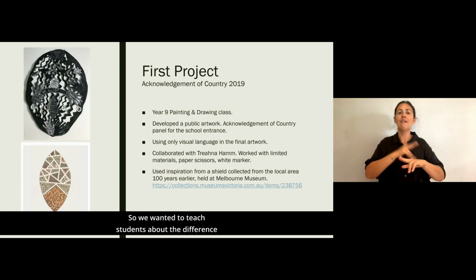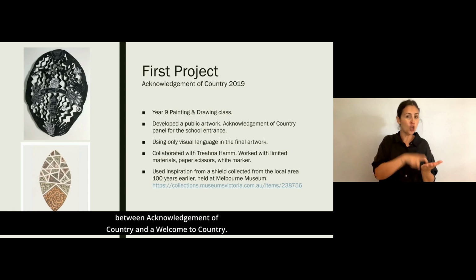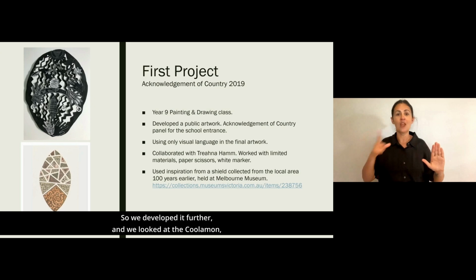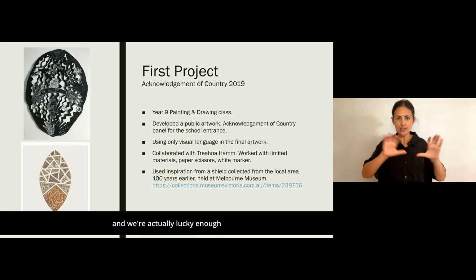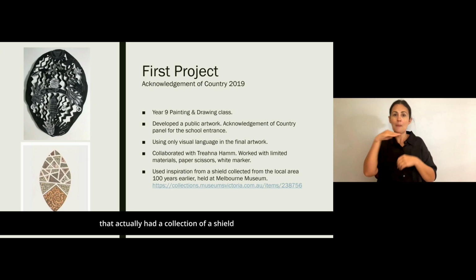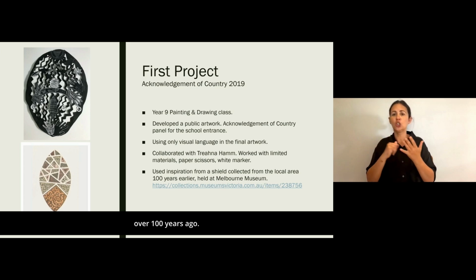So we wanted to teach students about the difference between acknowledgement of country and a welcome to country. And this is where the artwork came about. So we developed it further and we looked at the Coolaman, and we're actually lucky enough to look at some of the resources at Melbourne Museum that had a collection of a shield that was collected from the Wangaratta region over 100 years ago.